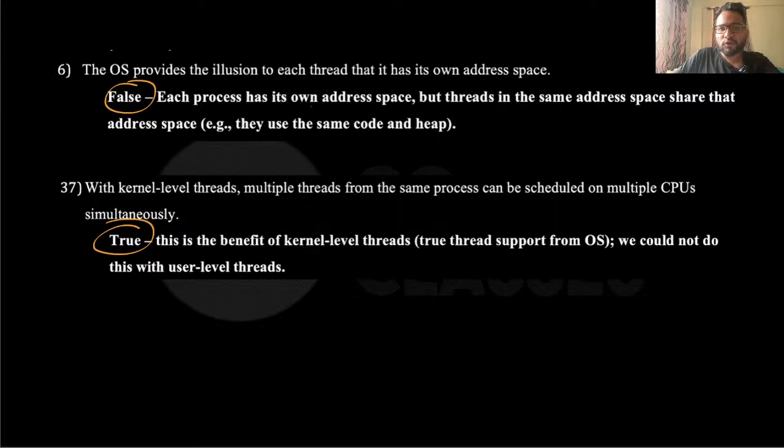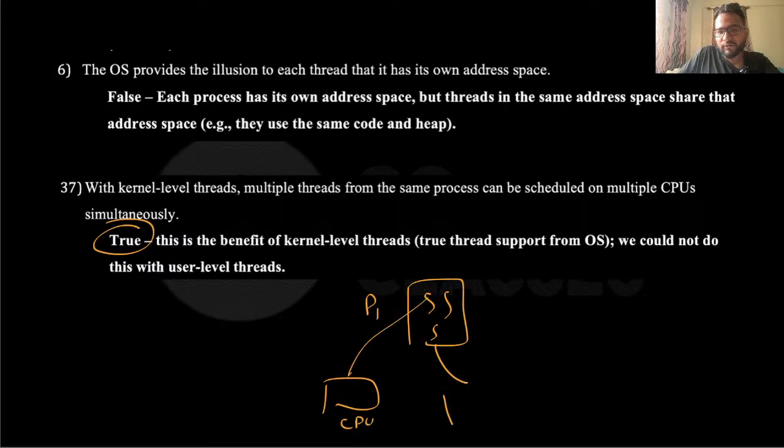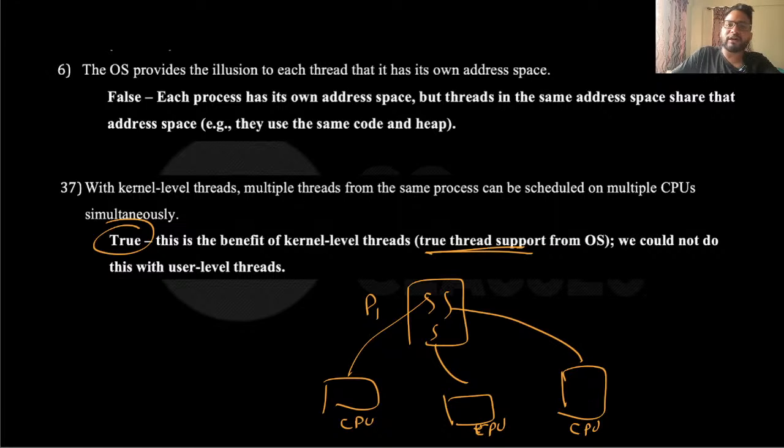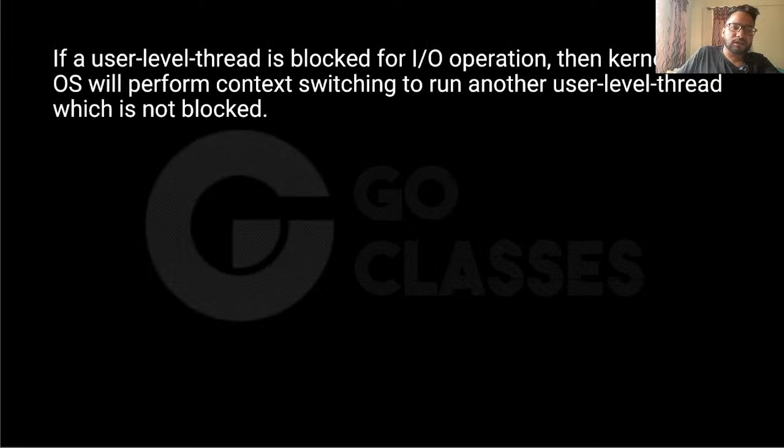See the reasoning. Each process has its own address space, but threads in the same process share the address space. They share the code, data, and heap, though their stacks are different. With kernel level threads, multiple threads are from the same process, so it is true that you can schedule them if, let's suppose, the process has 3 kernel level threads and there are 3 CPUs. Then you can schedule these on different CPUs because that is visible to the OS. Yes, this is the benefit of kernel level threads. It is called true thread support from the operating system, and we could not do it with user level threads. Great.